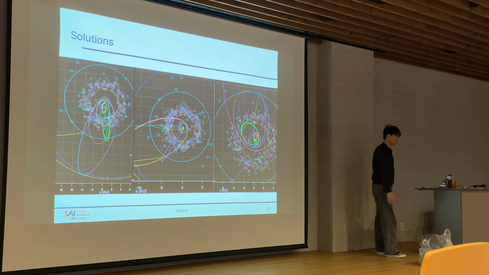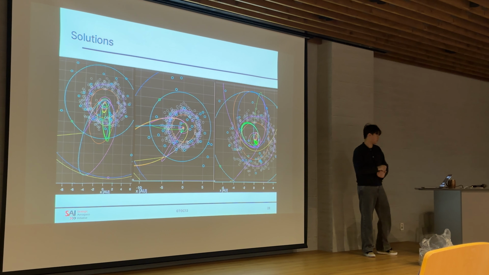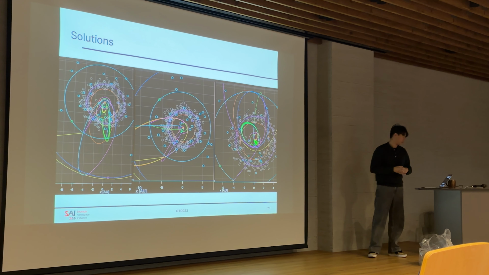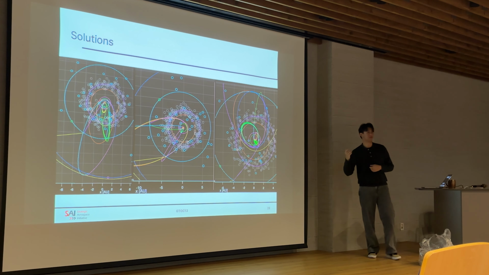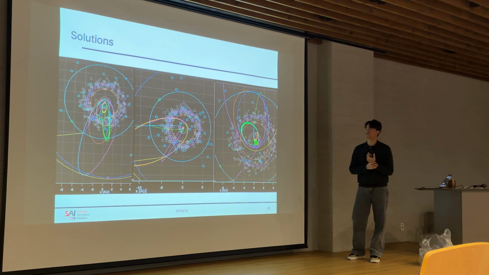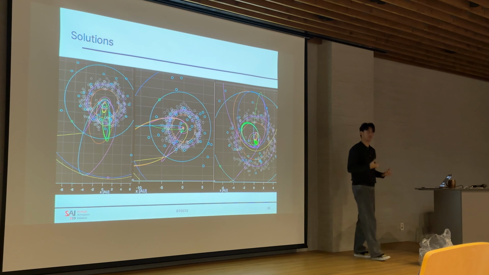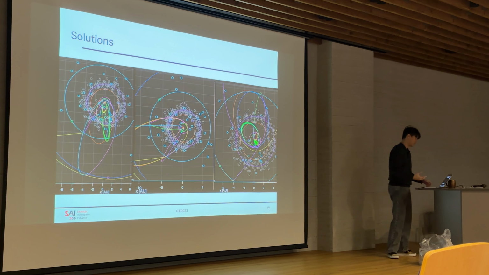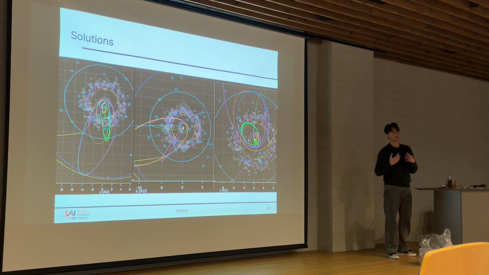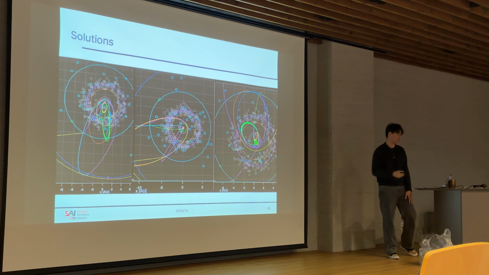So here are some solutions that we found using this automated search. The trajectories shown here range in number of flybys from 18 to about 36. I would say the automated search was quite successful, because it would be quite cumbersome to find that number of flybys only by hand.